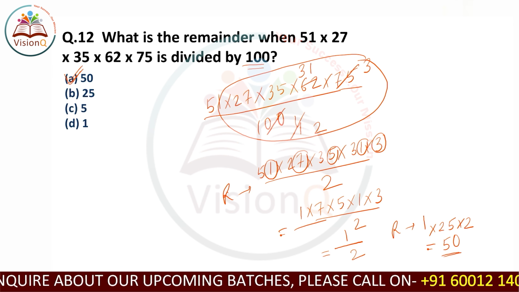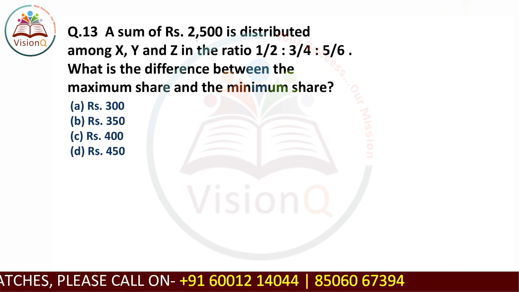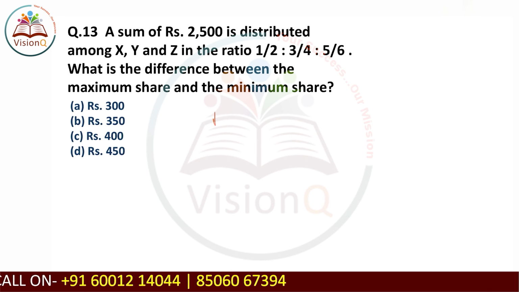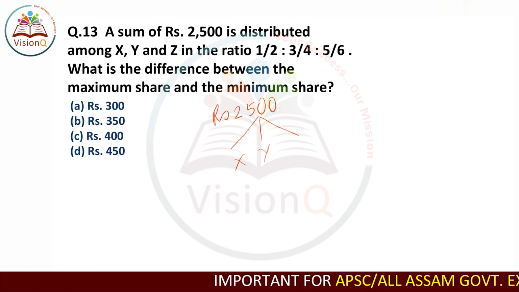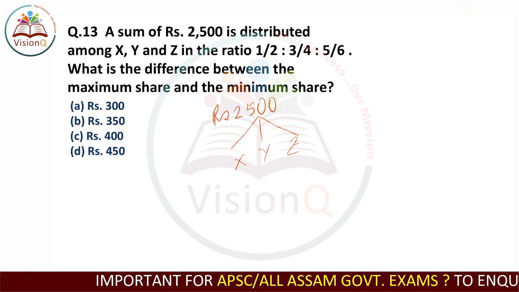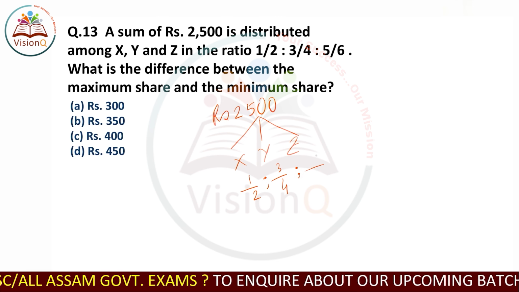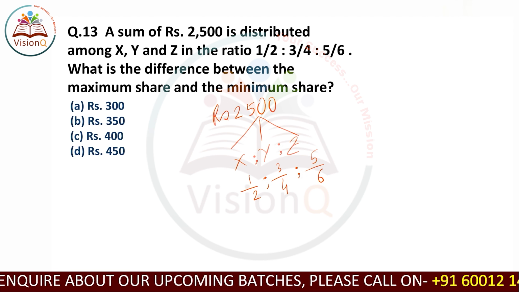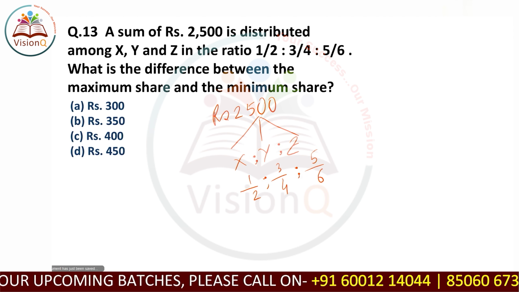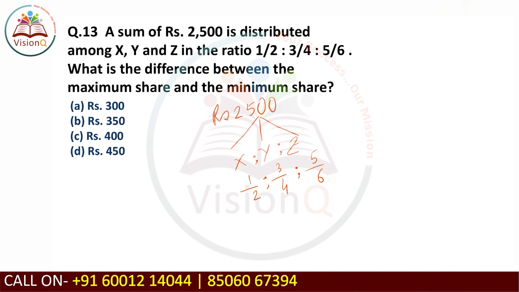Let us move to the next question of today's series, question number 13. Question based on ratio: a sum of rupees 2500 is distributed among 3 persons X, Y and Z in the ratio of half is to 3 by 4 is to 5 by 6. Now first of all, our aim is to convert this ratio to an integer. That means ratio cannot be in fraction. I have to convert this fraction to integer.